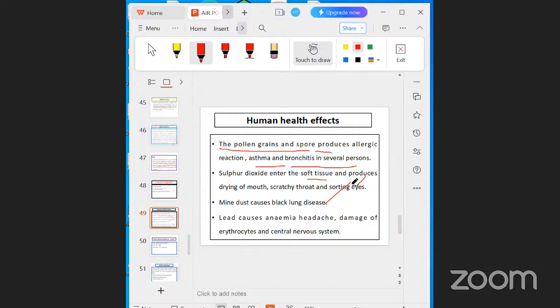And lead causes anemia, headache, and damage to erythrocytes and the central nervous system. Air pollution has resulted in several respiratory disorders and heart diseases among humans. The cases of lung cancer have increased in the last few decades. Children living near polluted areas are more prone to pneumonia and asthma also. Many people die every year due to the direct or indirect effects of air pollution.